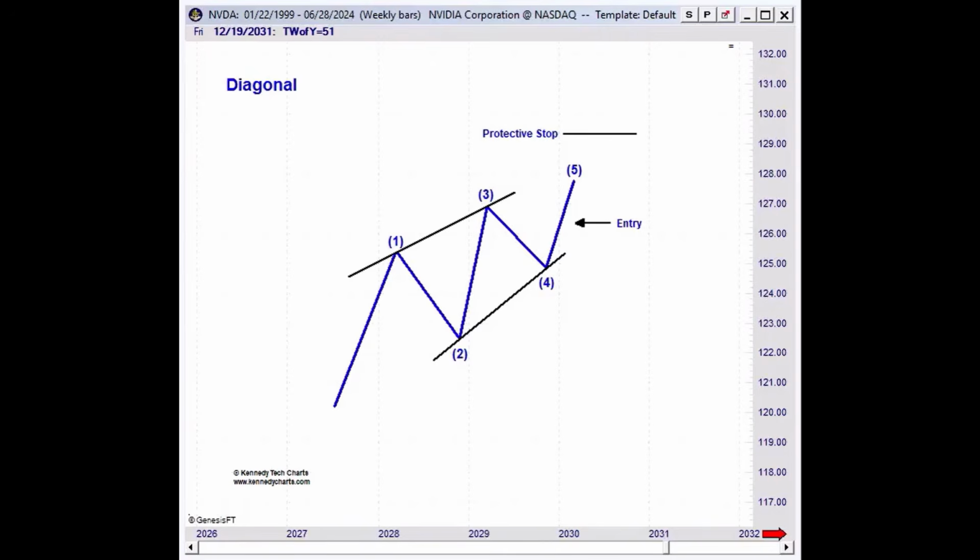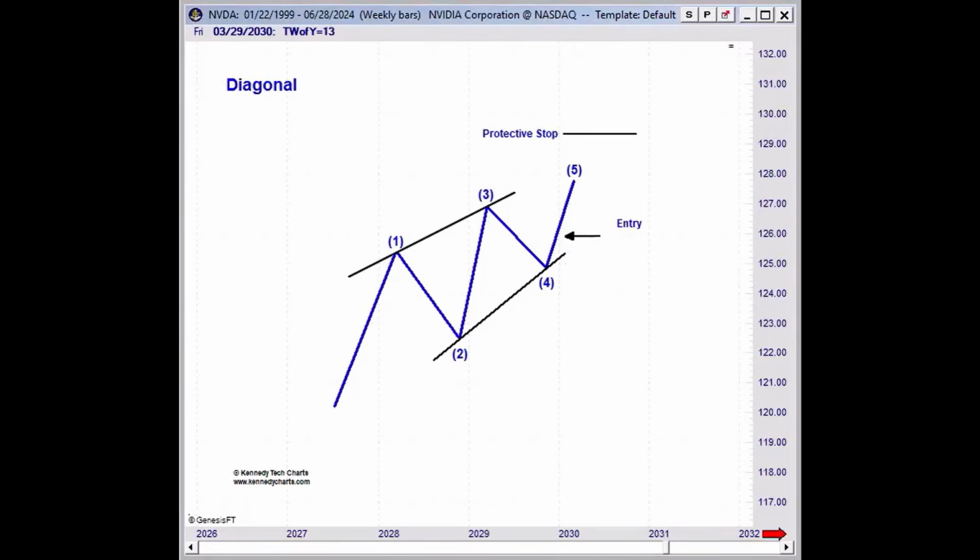Okay, so the first entry technique on trying to capitalize on an ending diagonal pattern would be what I would consider to be a very aggressive approach. What you're doing in this instance is you've identified wave 1, 2, 3, 4. You've drawn your trend lines, your 2-4 trend line, your 1-3 trend line, and the market is beginning to inch higher and higher and higher.